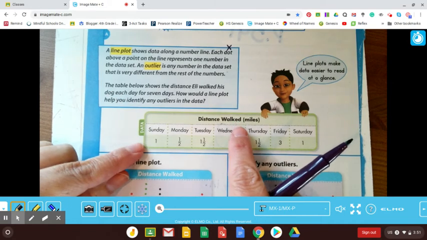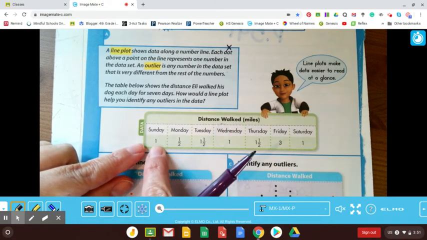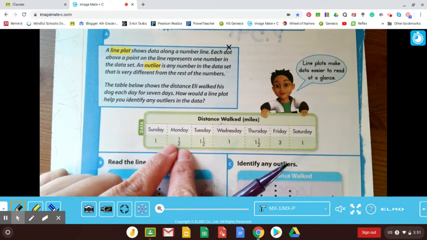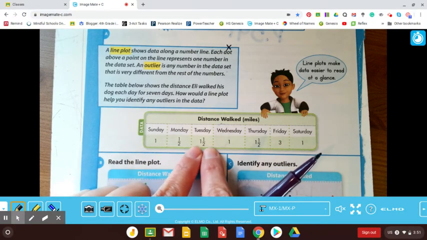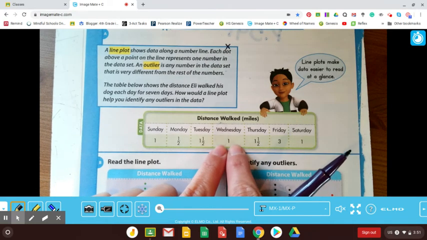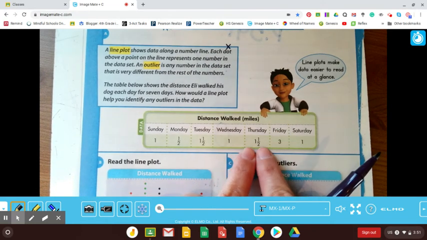He mentioned a dog walking. So I guess on Sunday he walked 1 mile. Monday he walked a half a mile, so a little bit less. Tuesday was a big day, 1.5 miles. Must have felt good that day. Wednesday was another 1 mile walk. Thursday was 1.5, kind of like Tuesday.